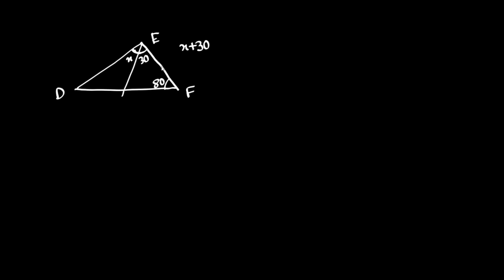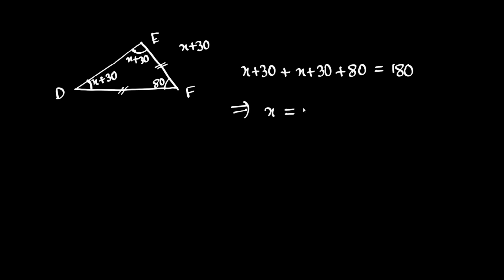This is 80 degrees and these two sides are equal, EF and FD. That means this is also X plus 30. So X plus 30 plus X plus 30 plus 80 is equal to 180, which means X is equal to 20. And that's our answer. This is indeed one of the hardest easy geometry problems.